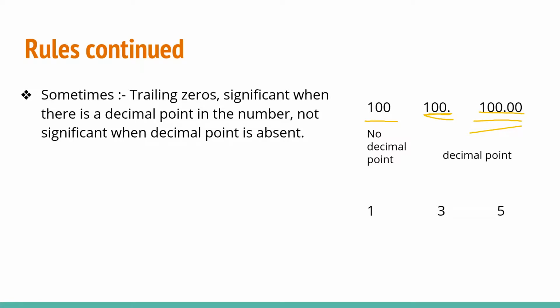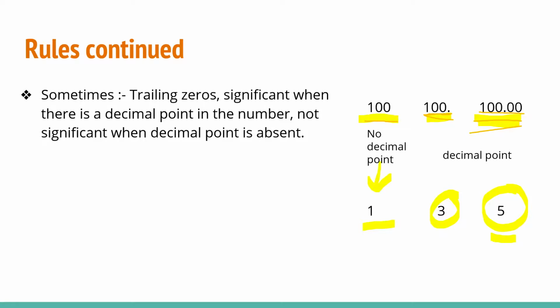So 100 with no decimal point means you won't count the trailing zeros. So there is only one significant figure. 100 with the decimal point, trailing zeros will be counted. So there are three significant digits. And 100.00, trailing zeros will be counted because there is a decimal point. So there are five significant figures in this number.